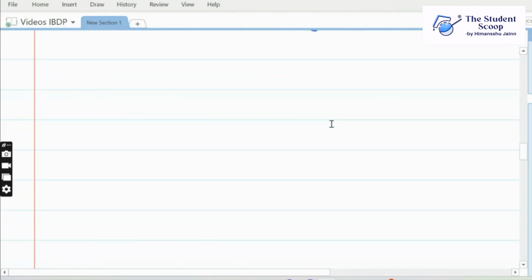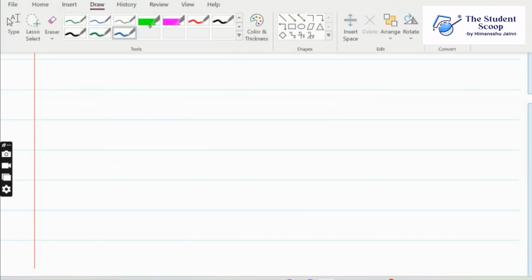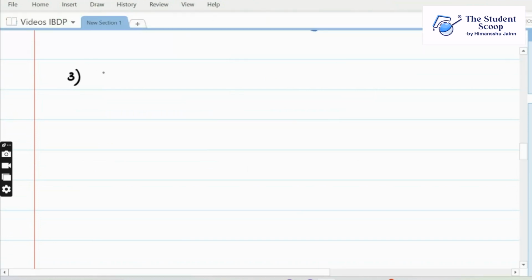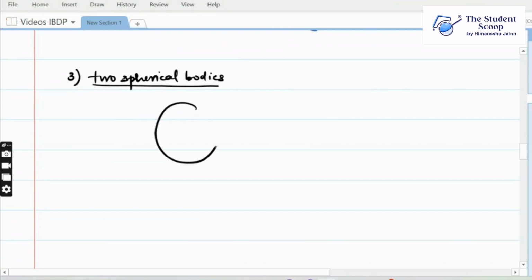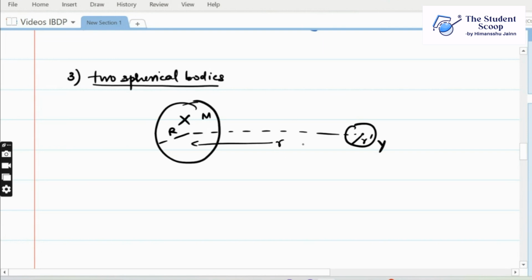Then another case we will see is what if there were two masses simultaneously, two spherical bodies. In this scenario, there is a planet X, which has some radius R and mass M. It is at a certain distance from a planet Y, which has a radius R dash. The distance between them is given as D.